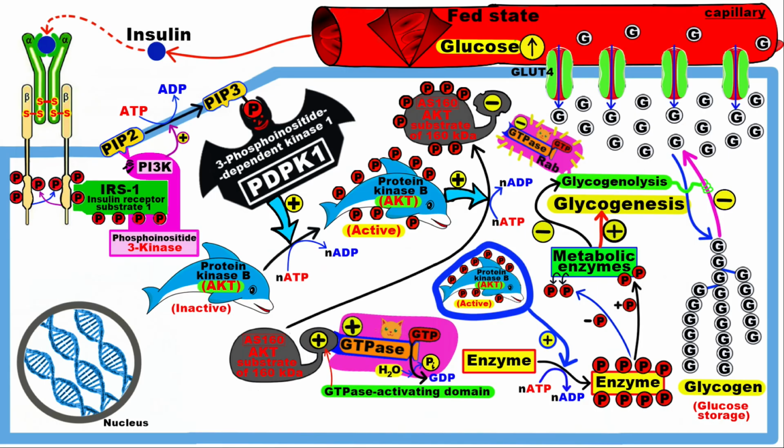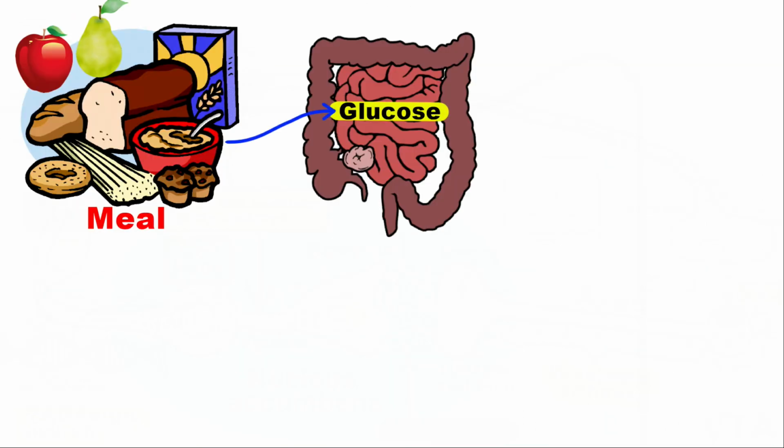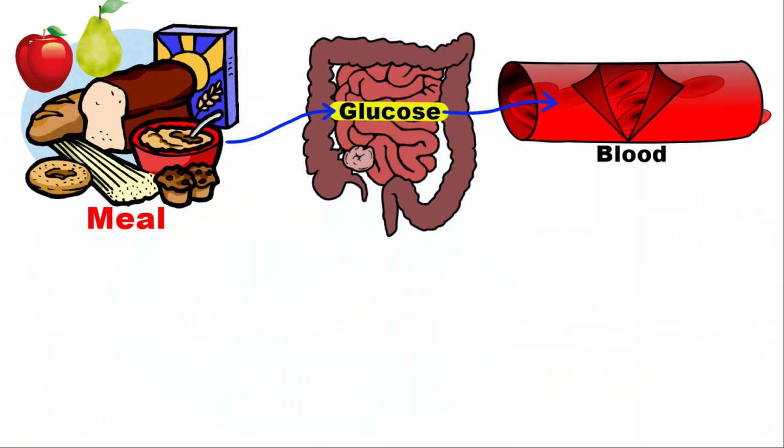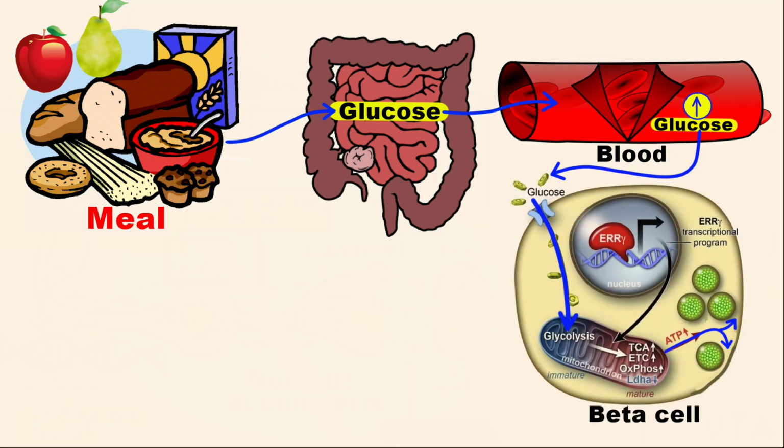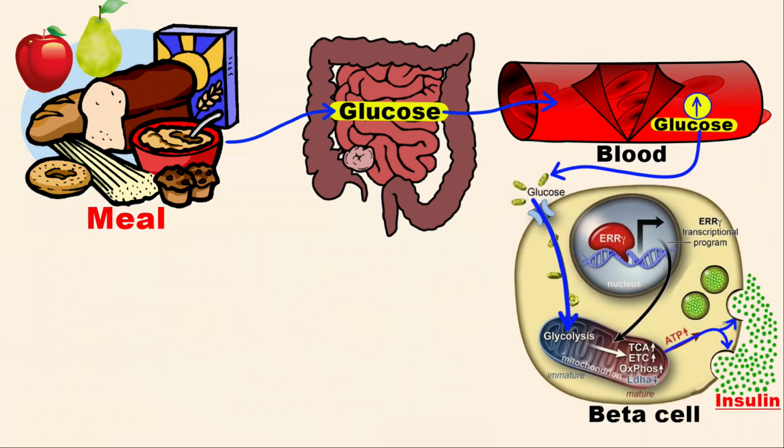In this video, we'll discuss the insulin transduction pathway. Let's suppose you just had a meal rich in carbohydrates. Glucose is absorbed through the intestine into your blood. The blood glucose levels will begin to increase. High glucose stimulates the beta cells from the pancreas to release insulin.